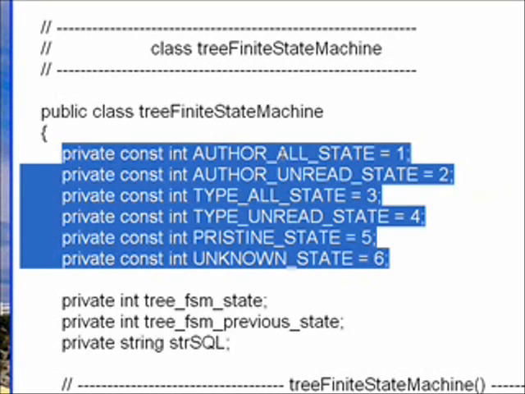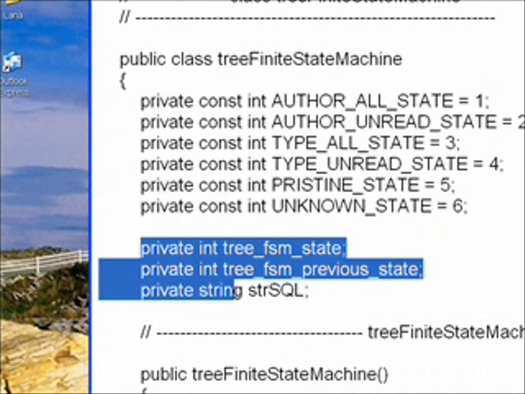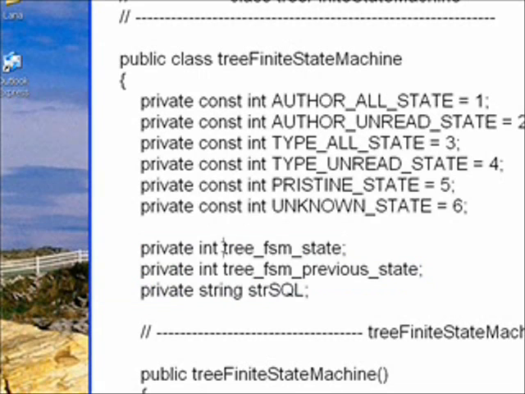We then have 3 private variables, 2 integers and 1 string. And the first private variable is tree FSM state, for tree finite state machine state. And that's the current state of the finite state machine.